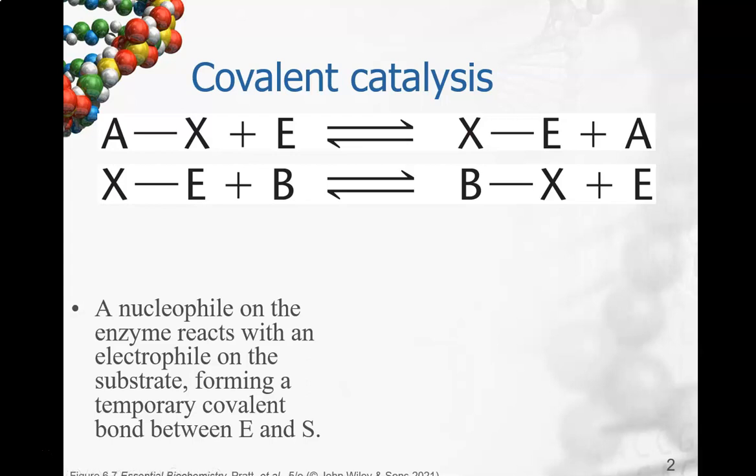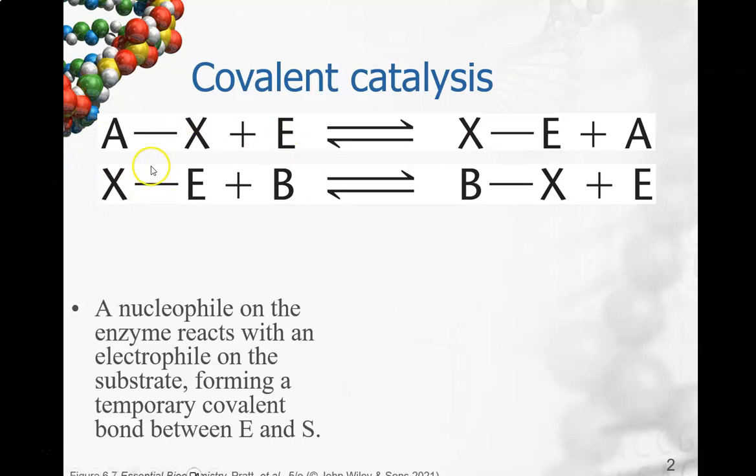In covalent catalysis, an enzyme has an amino acid side chain that acts as a nucleophile, and that reacts with an electrophile on the substrate. The nucleophile donates 2 electrons, which can form a bond, and this forms a temporary covalent bond between the enzyme and the substrate.